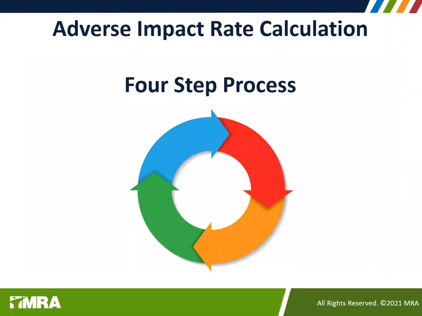Let's look at the four-step process to determine adverse impact in the hiring selection process. First, calculate the rate of selection for each group. Divide the number of persons selected from a group by the number of applicants from that group. Second, determine which group has the highest selection rate. For positive personnel transactions, the highest rate is the most advantageous. For negative transactions, the most favored group has the lowest rate.